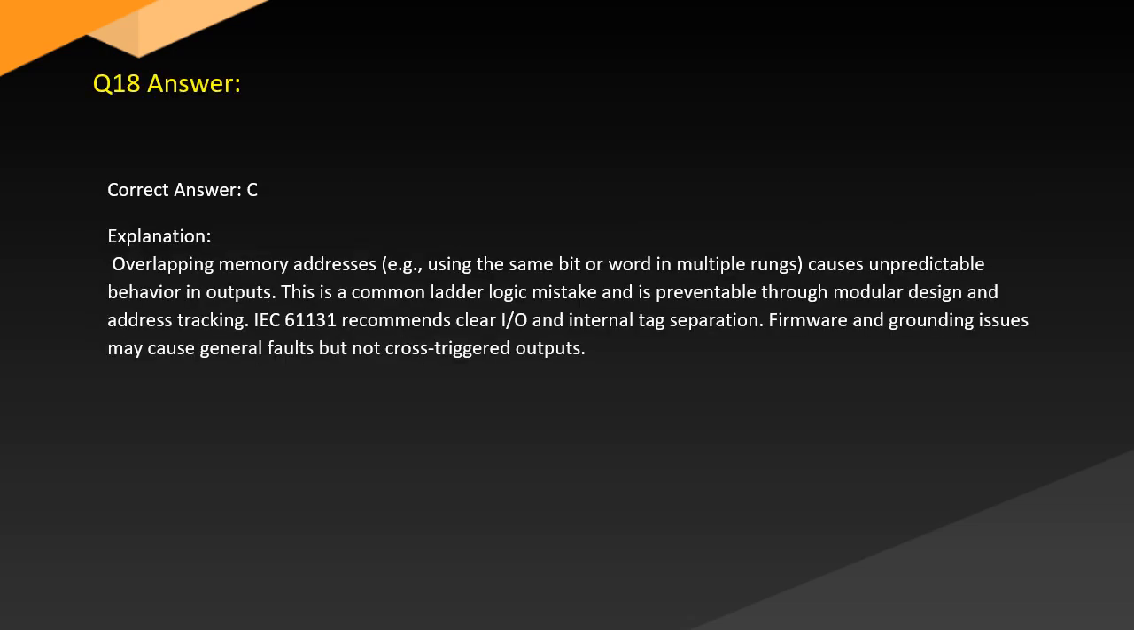Correct answer: C. Explanation: Overlapping memory addresses. Using the same bit or word in multiple rungs causes unpredictable behavior in outputs. This is a common ladder logic mistake and is preventable through modular design and address tracking. IEC 61131 recommends clear separation of internal tags. Firmware and grounding issues may cause general faults but not cross-triggered outputs.